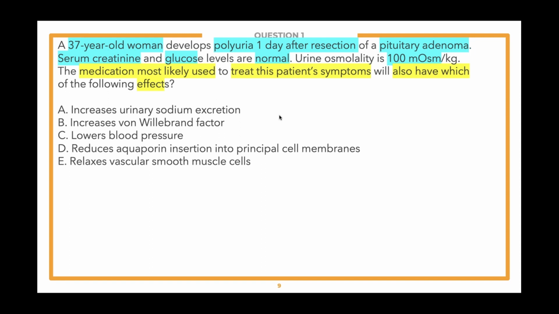Answer choice E, relaxes vascular smooth muscle cells. D, reduces aquaporin insertion into principal cell membranes. C, lowers blood pressure. B, increases von Willebrand factor. And A, increases urinary sodium excretion.